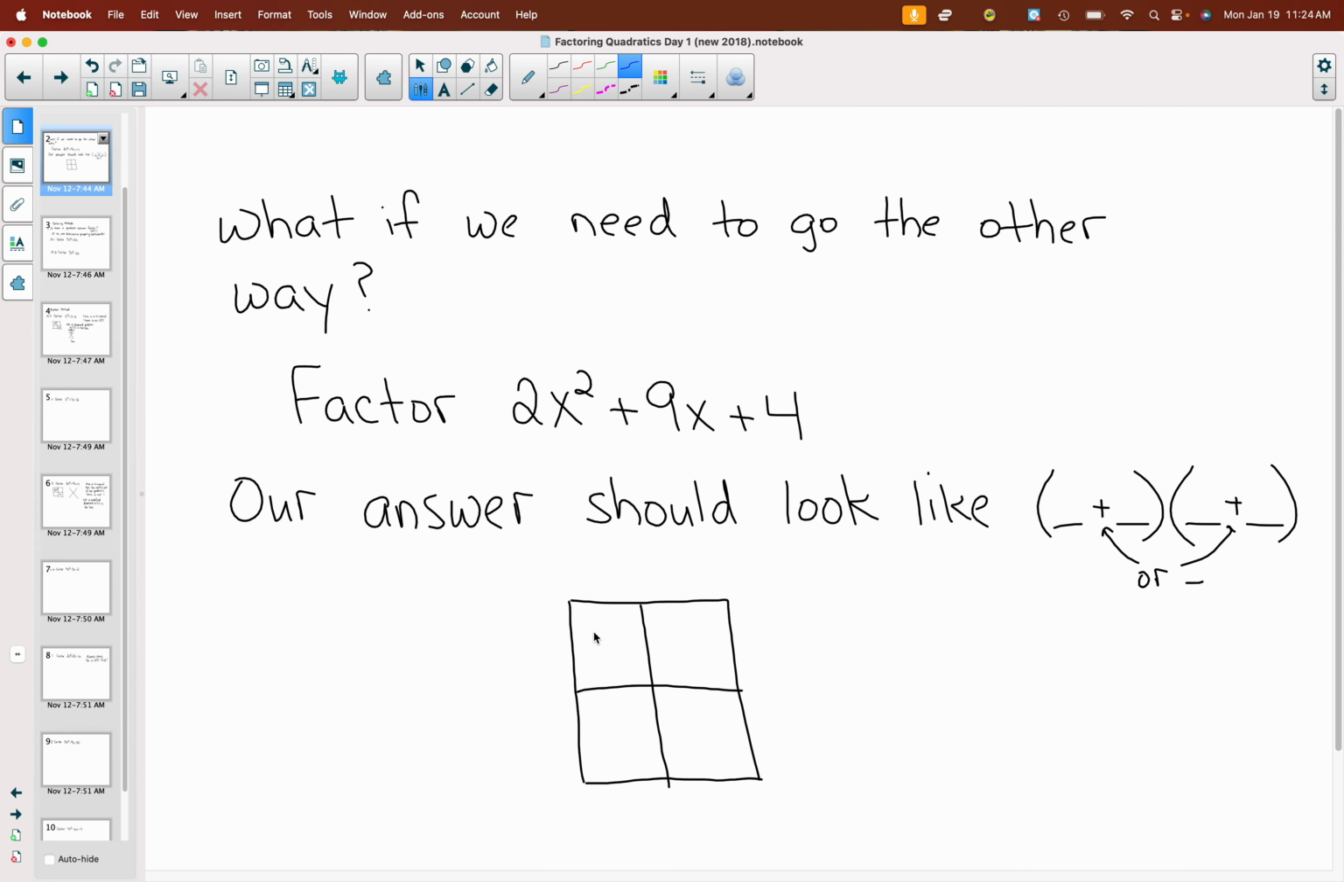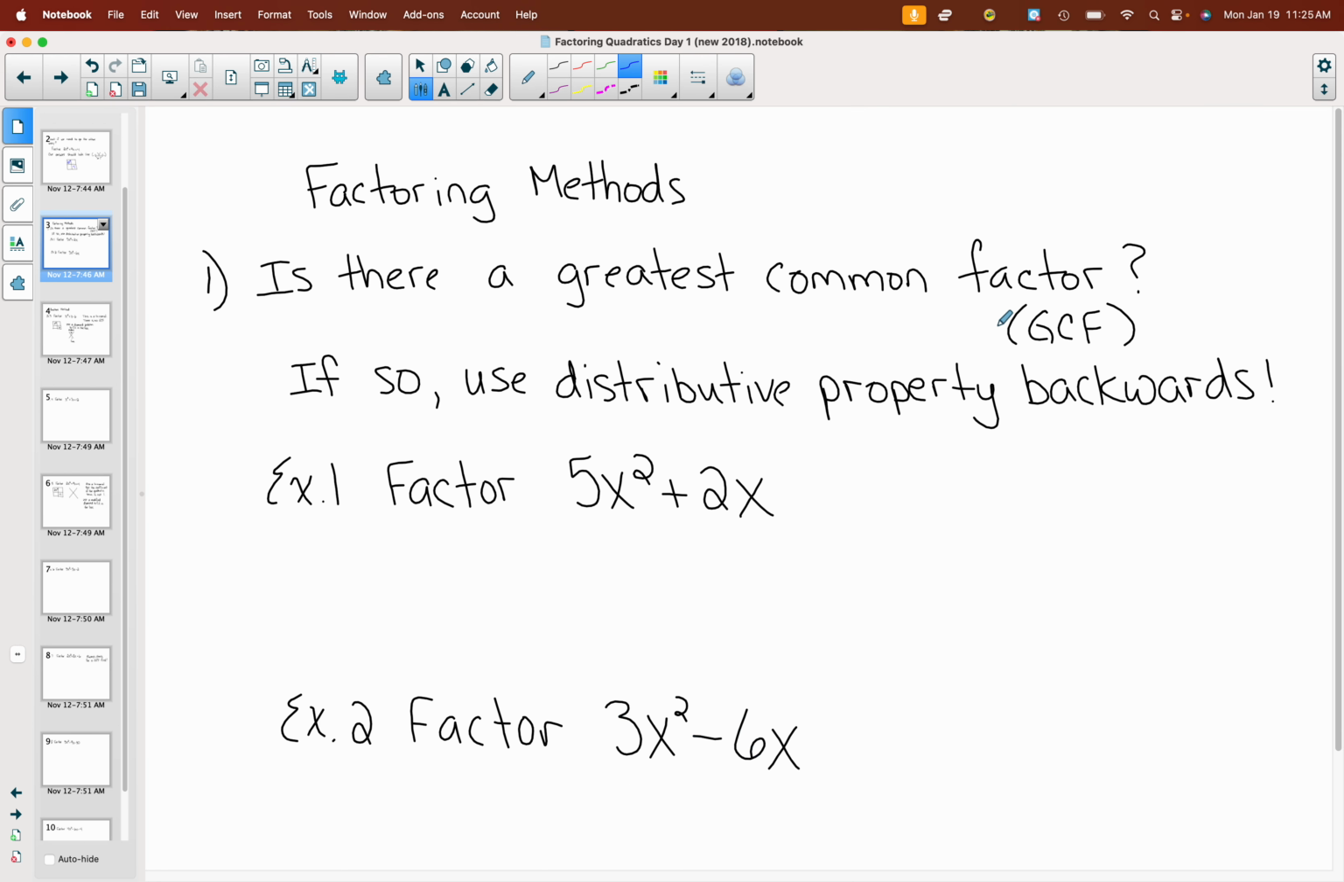Well, we can still use the idea of the box. The 2x squared is going to end up in this part, and the 4 is going to end up in this part. But what we don't know is how many x's go in each of these two boxes, because these two boxes will be the x's, and we don't know that. So one of the things we're going to talk about, there's different factoring methods, and we'll get back to that previous problem.